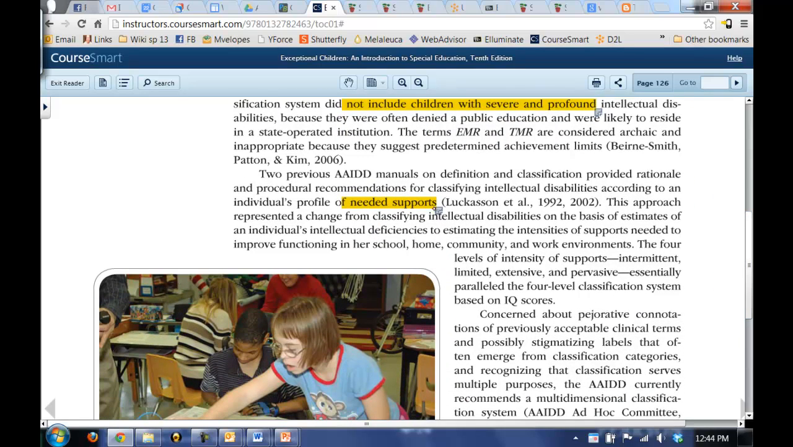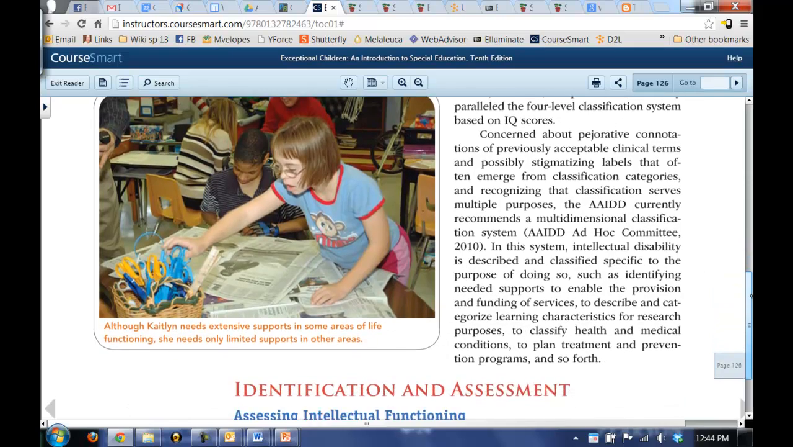And then this AAIDD talks about just what are the supports that are needed, and it's beyond the IQ because of the supports they needed in the community.